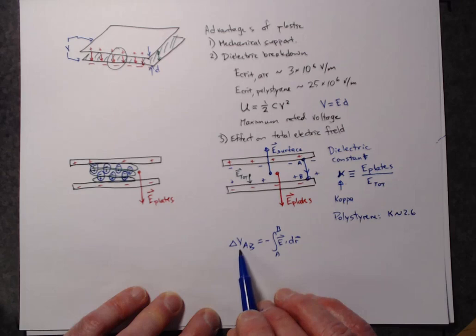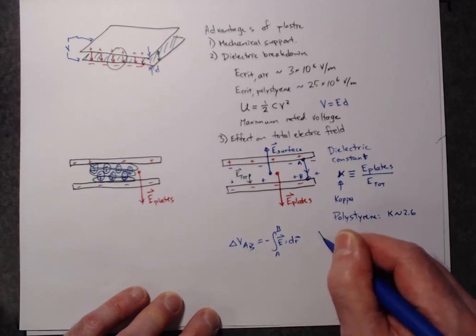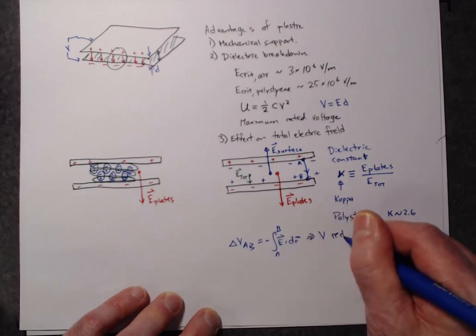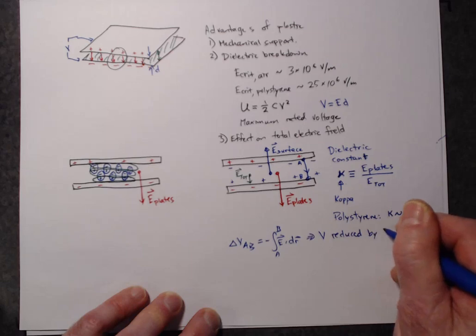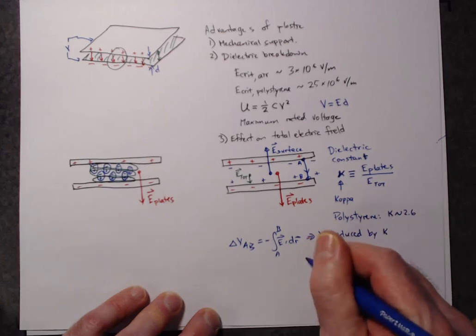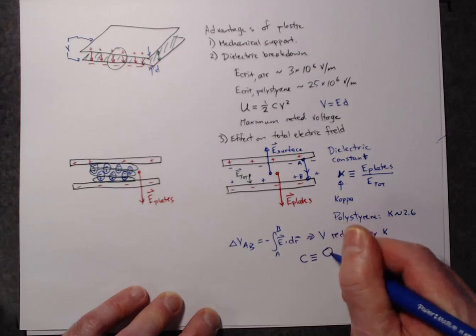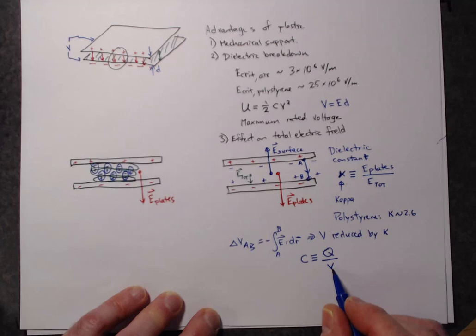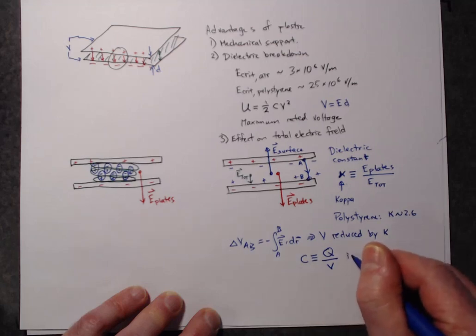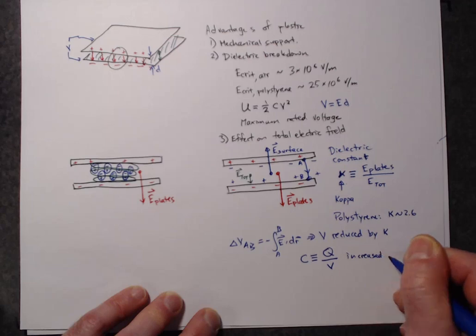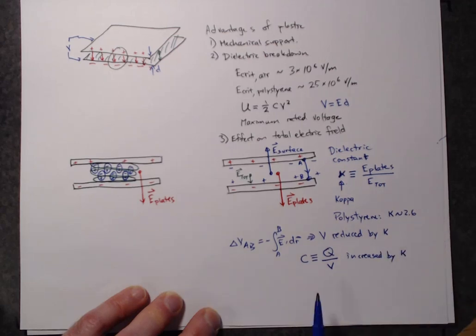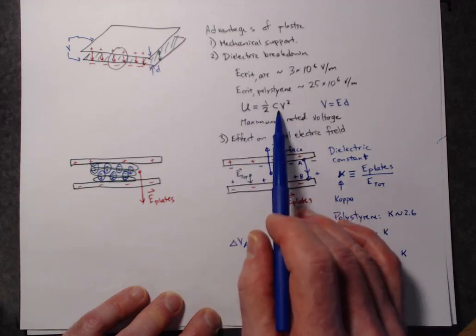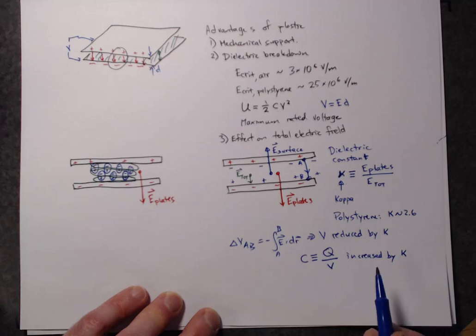That means that, since the electric field is reduced, the voltage is also reduced by the factor kappa. The capacitance is defined to be the charge on the plates divided by the voltage. So if the voltage is reduced by the factor kappa, the capacitance is increased by the factor kappa. And that's a good thing. Most of the time we want big capacitance. For example, if we're storing energy, large capacitance helps us to have more energy stored.